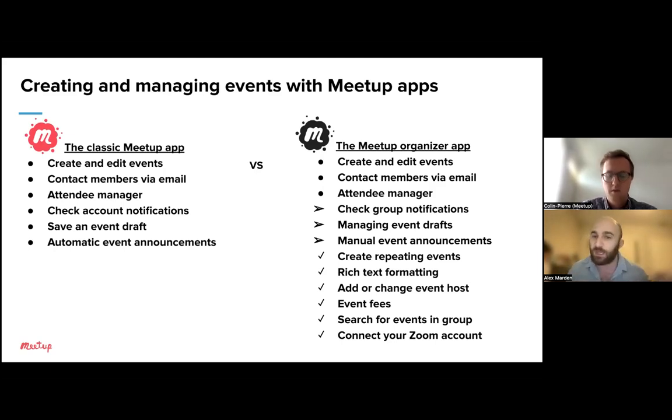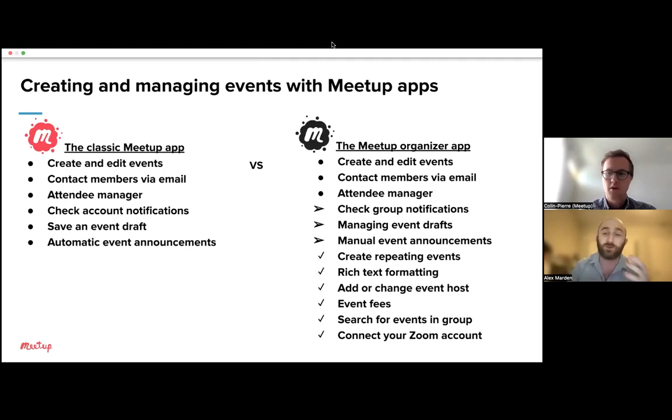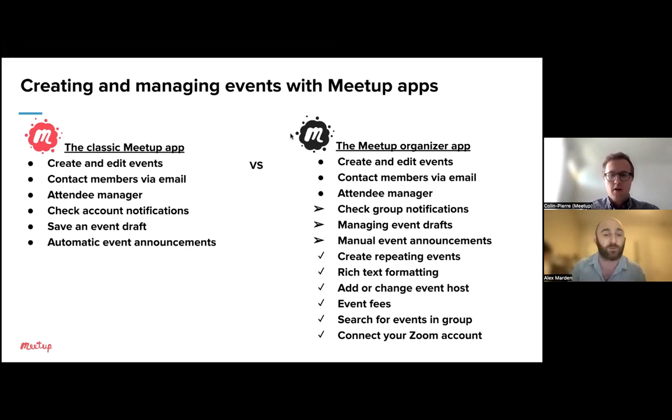The first three bullet points are the same. It has very similar functionality, but after that point, you're getting expanded or brand new features. Rather than getting account notifications for everything that you're subscribed to, you're getting a much more streamlined set of notifications that are specific to the groups that you organize. You not only save one event draft, but you can have an entire list of drafts, so you can be managing which events you want to publish when through the app. You can choose when you want event announcements to go out, which until now was only available to do on the website. You also have the functionality to create repeating events.